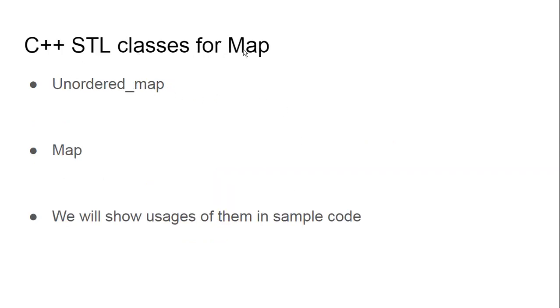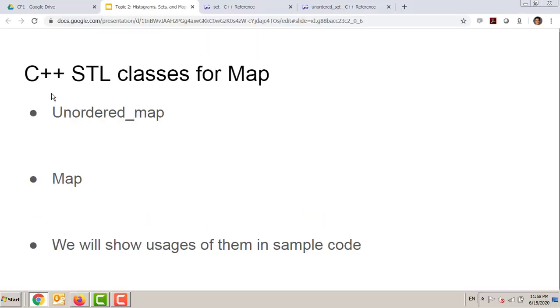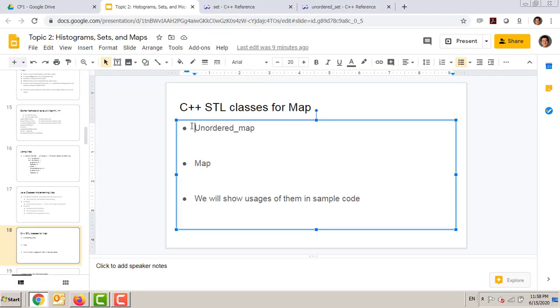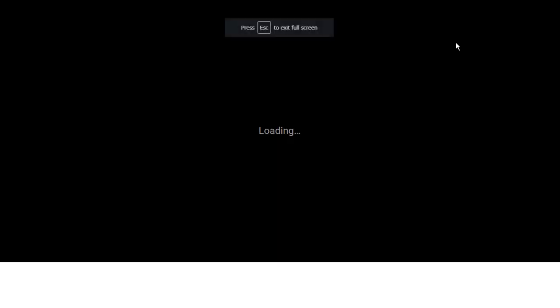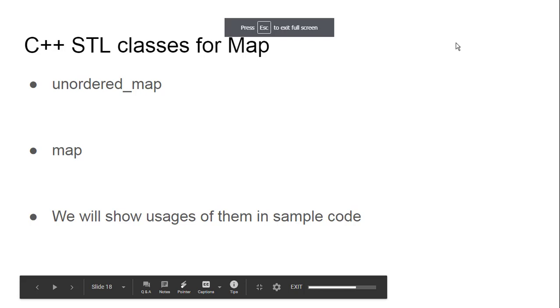And C++ has similar classes. So all of this should be lowercase, unordered map and map. So unordered map is essentially implemented using hashing, and map is implemented using binary search tree. So we'll show how they are used in the sample code.